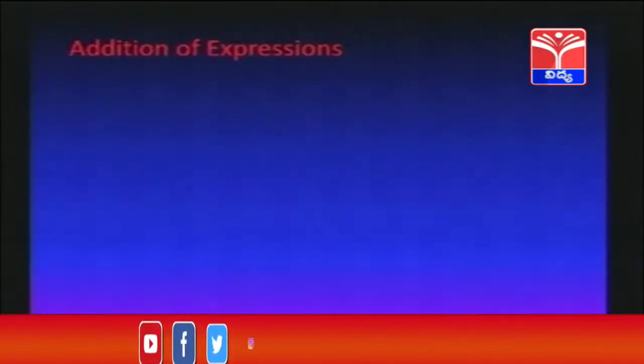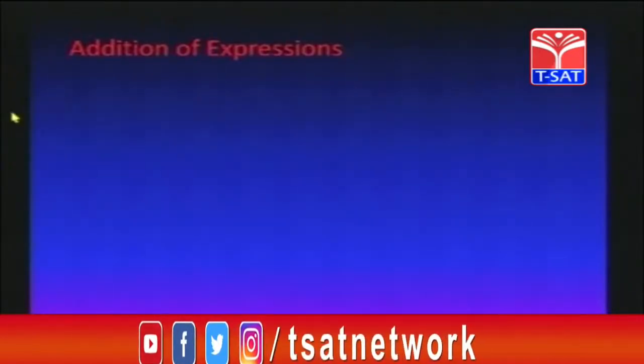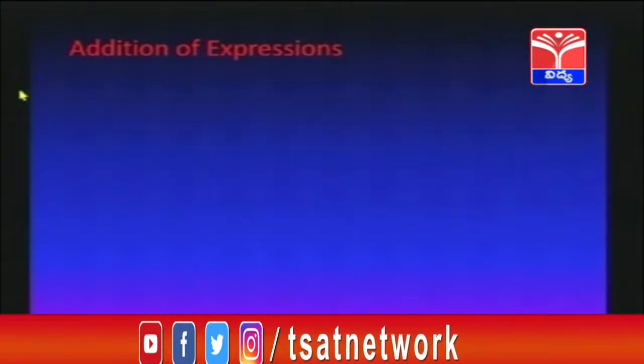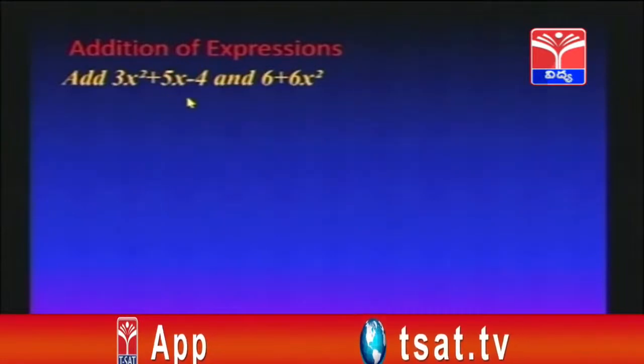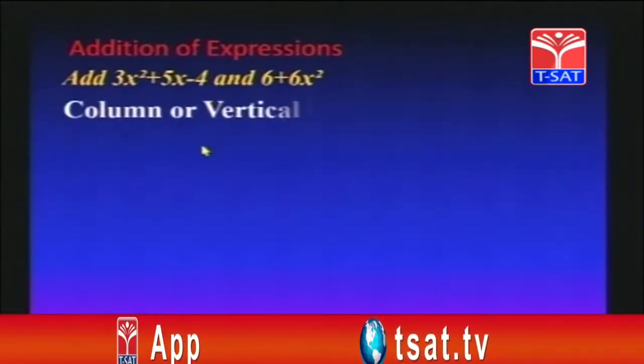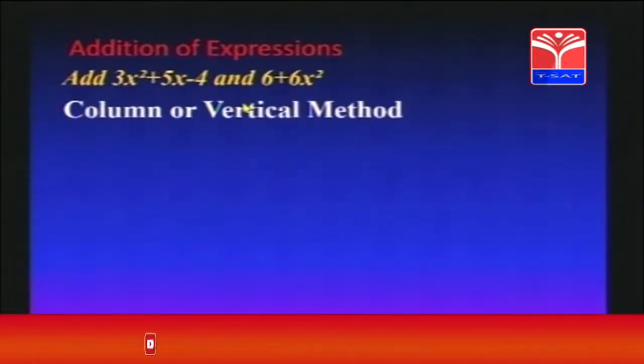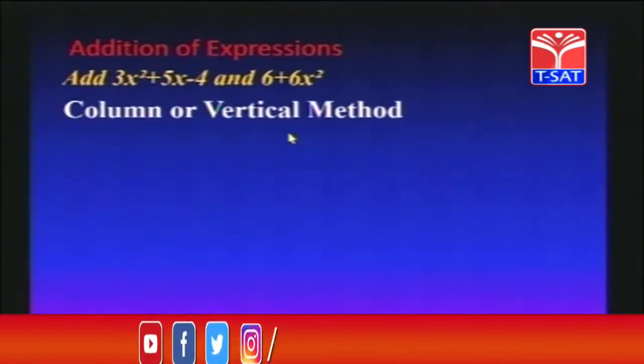Now how do you add algebraic expressions? As we have already learnt that like terms can be added, now we will see how to add them. Add 3x square plus 5x minus 4 and 6 plus 6x square. There are two methods for doing this. First one, column method or vertical method.